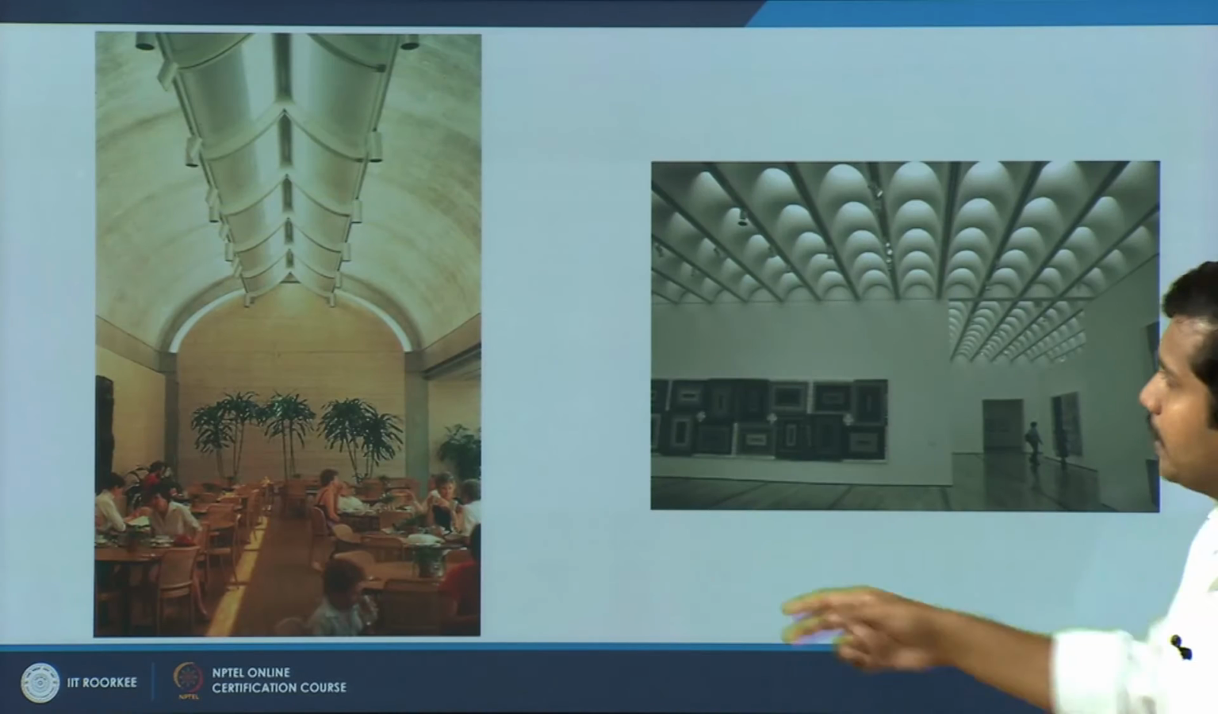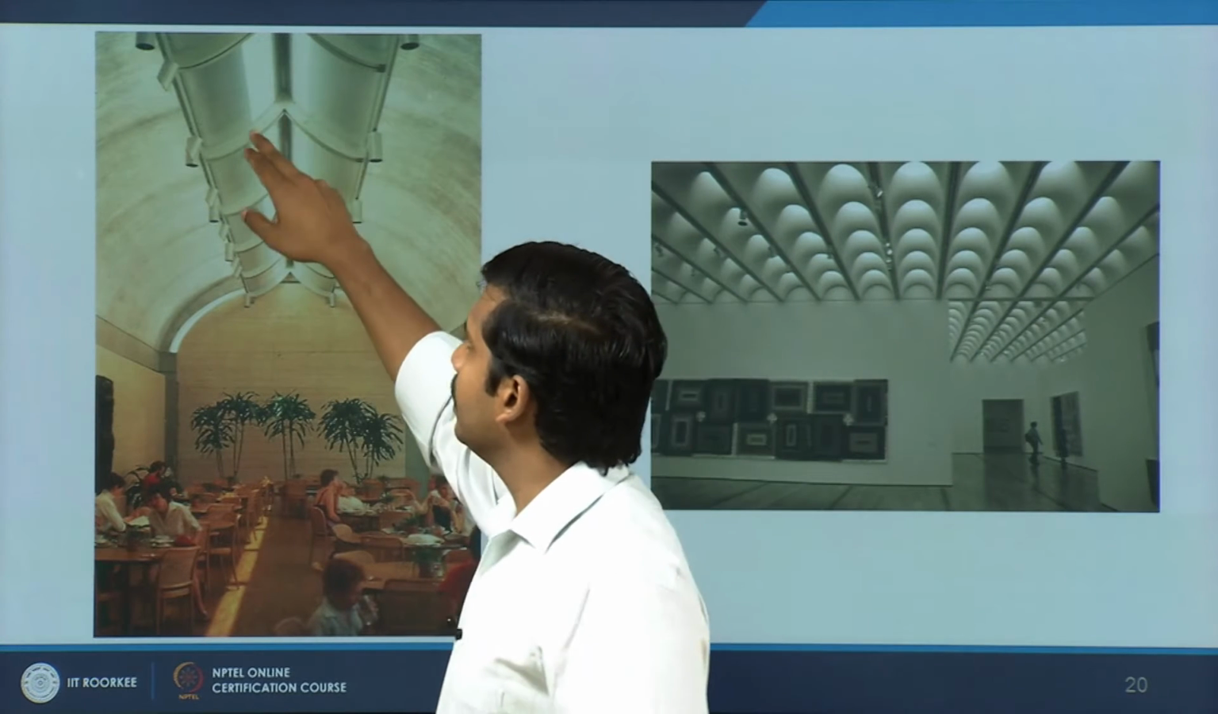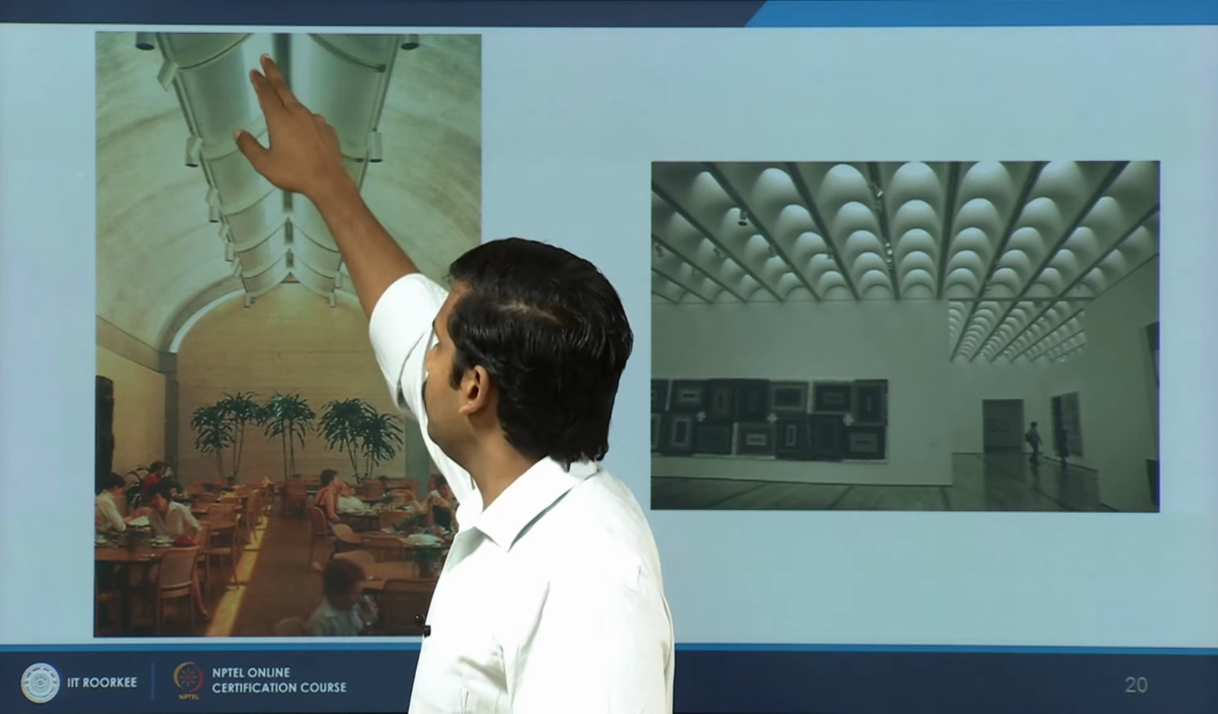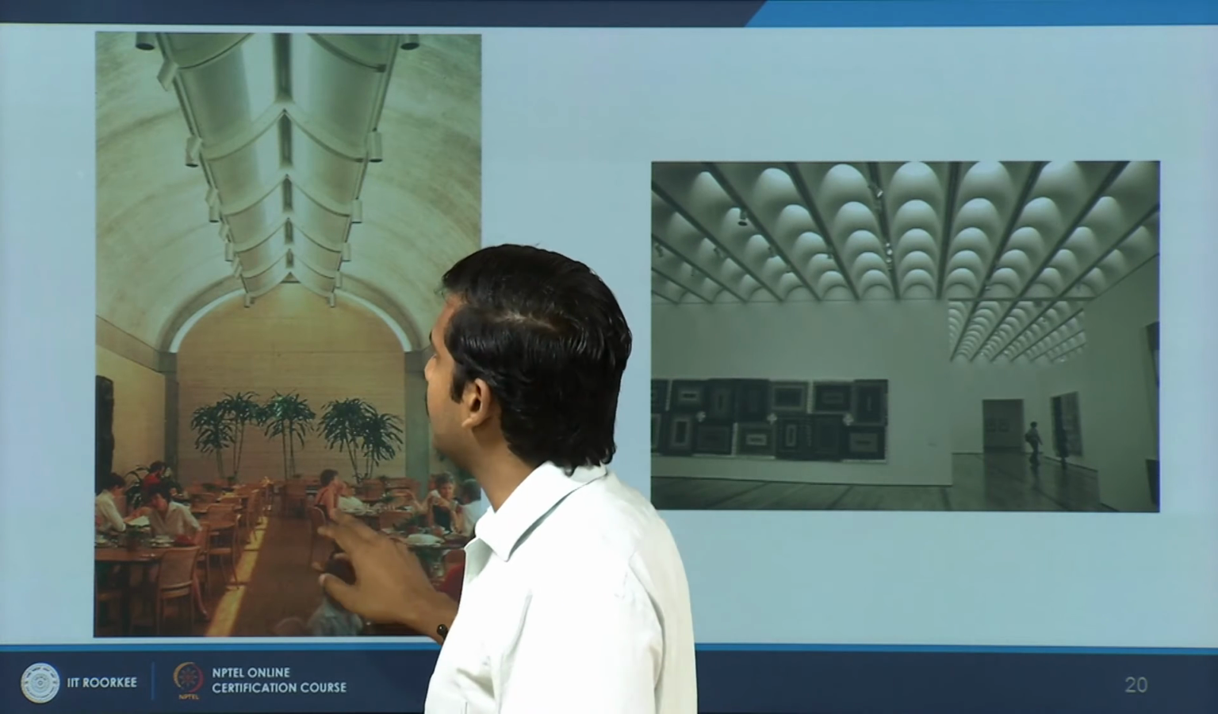Some examples, for instance, there is a skylight on top, and here they have used reflectors. Now the light is incident, it is getting reflected back and then it is lighting the space.